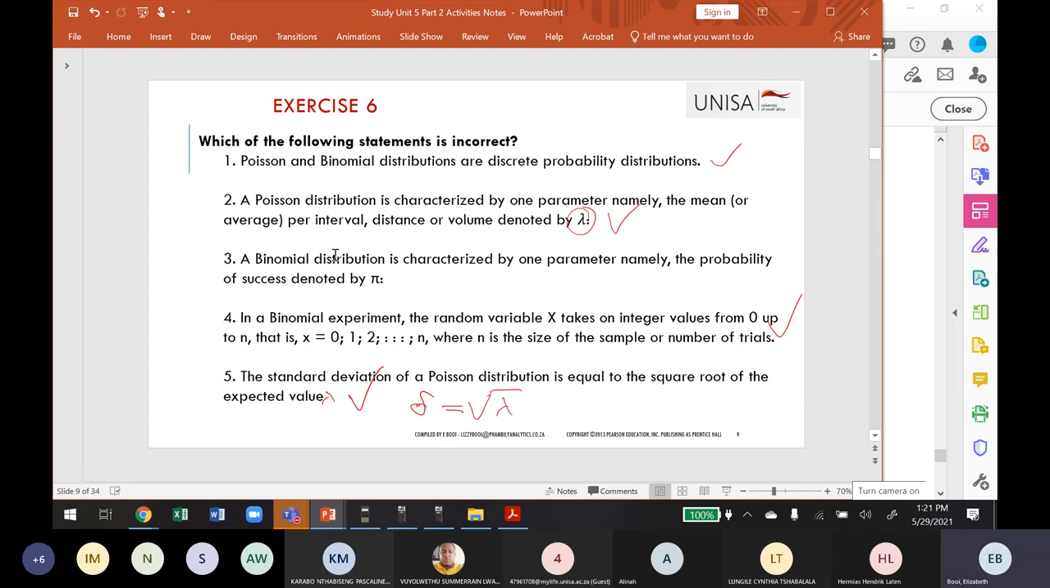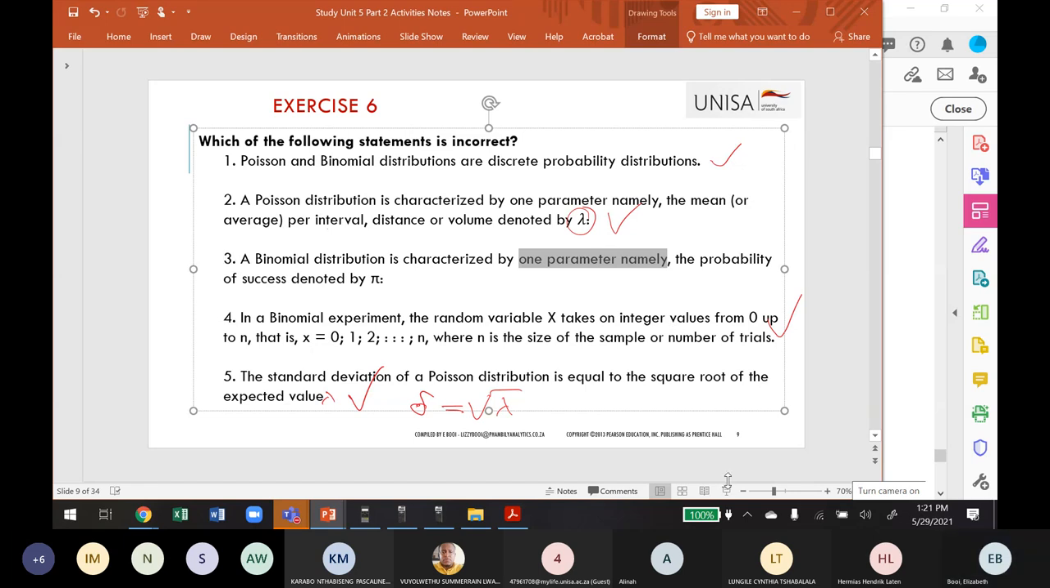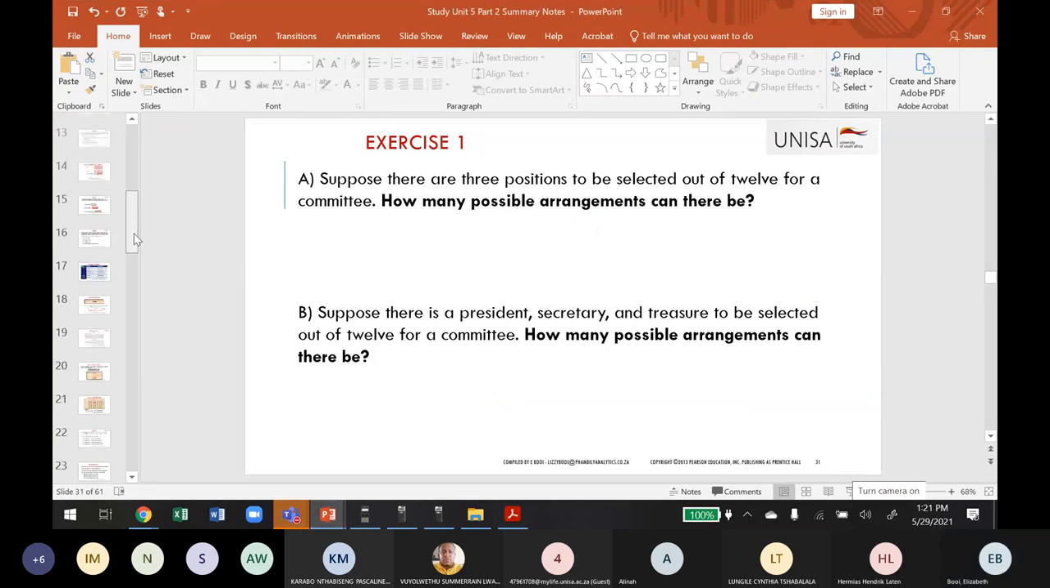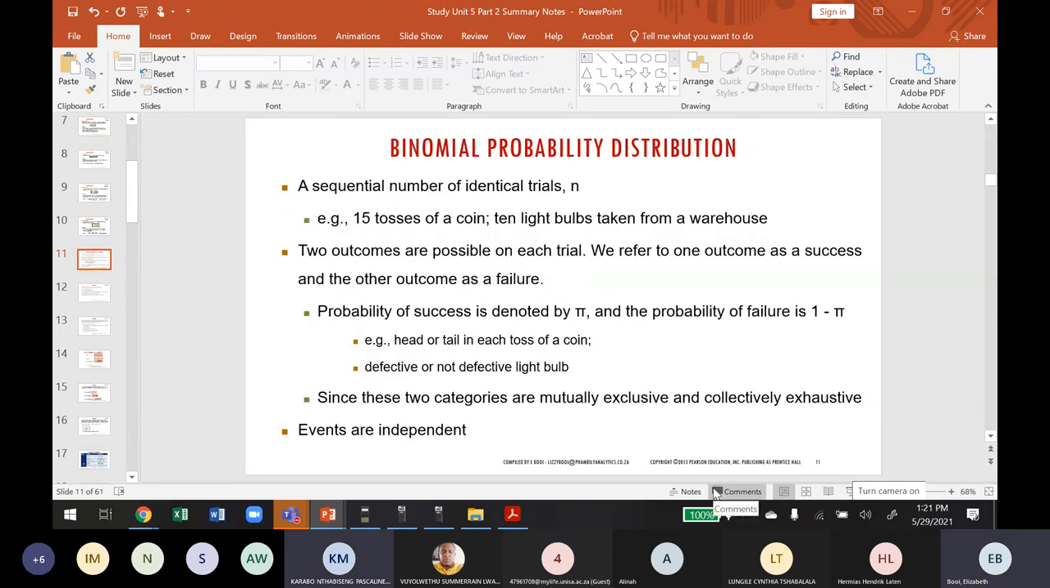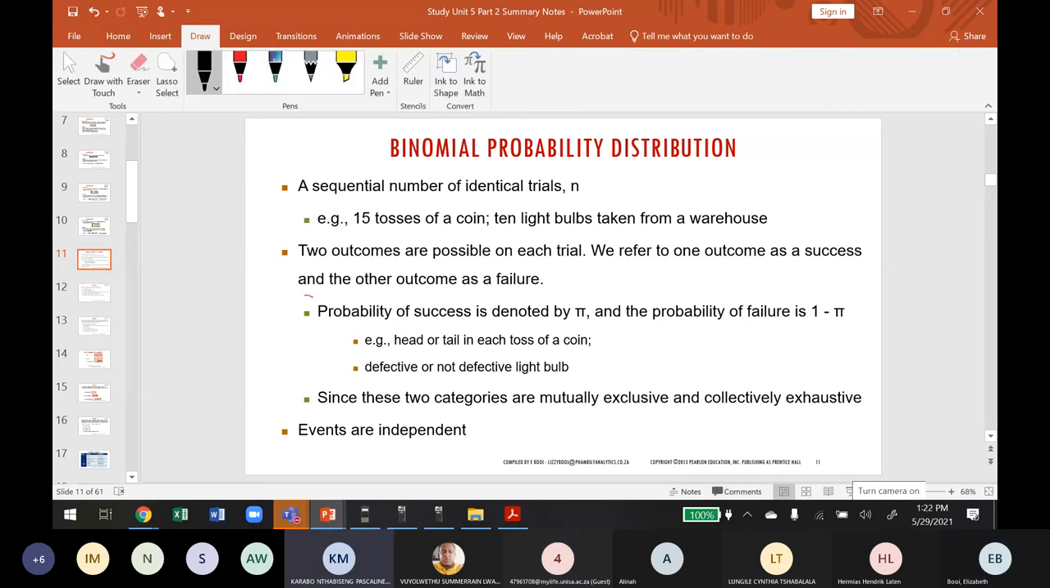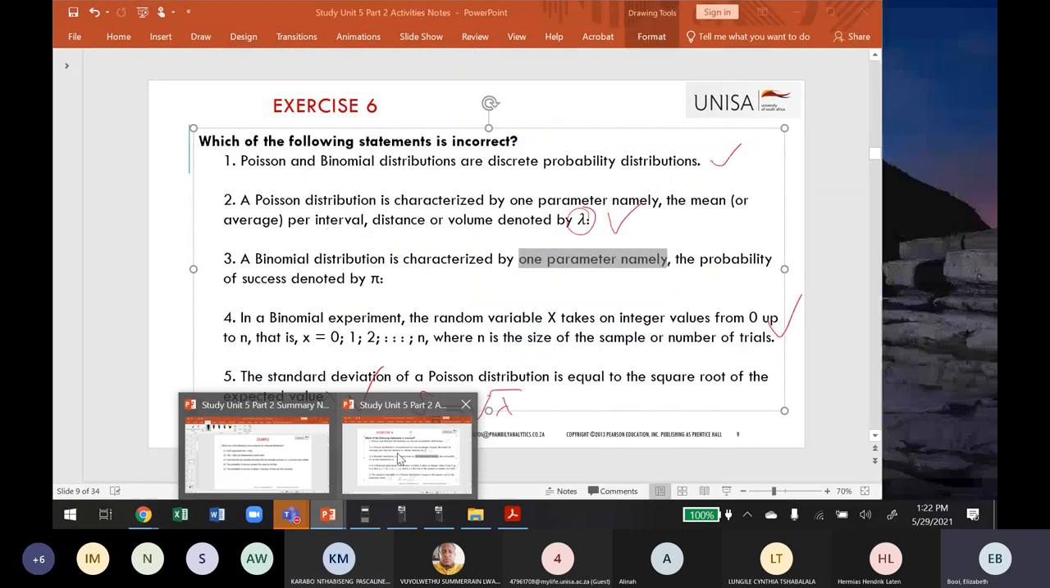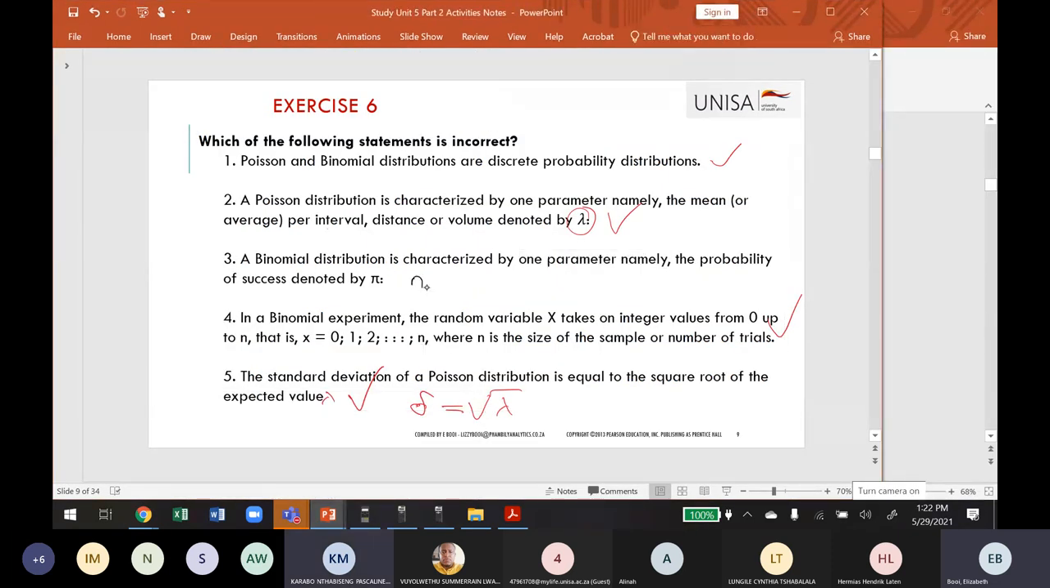Number 3, a binomial distribution is characterized by one parameter, namely the probability of success denoted by pi. Is that correct? No, it is not correct, because it is characterized by two parameters, which are n and pi, your sample size and your pi. So this is incorrect. So that is the answer that you were looking for.